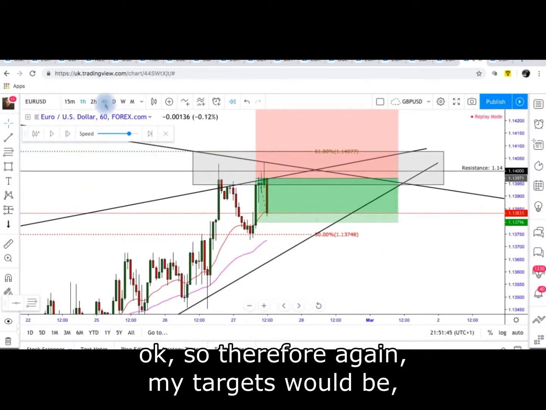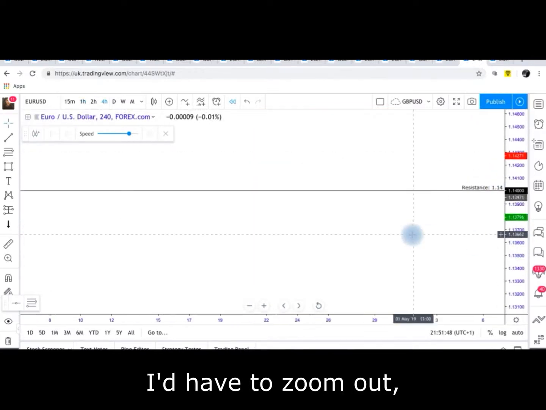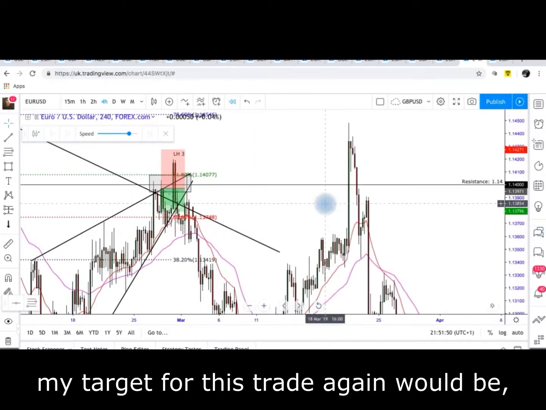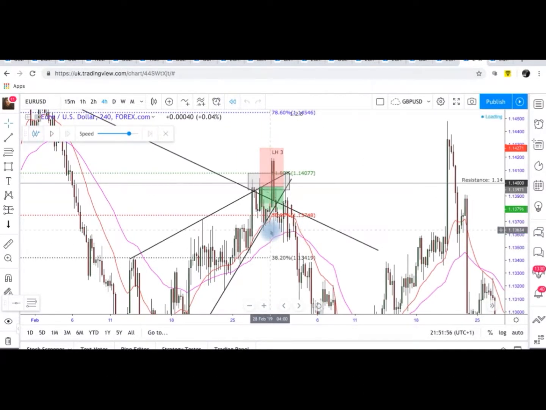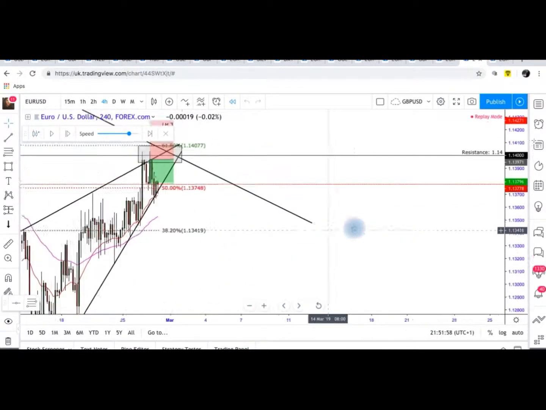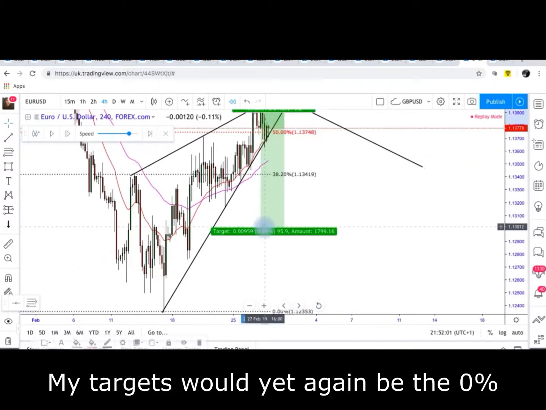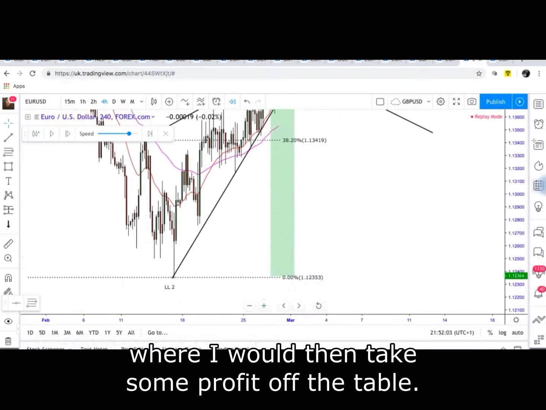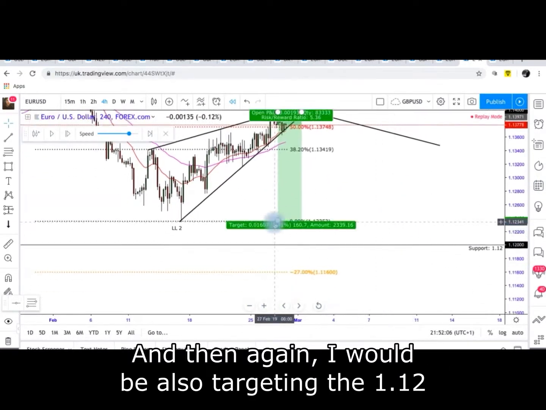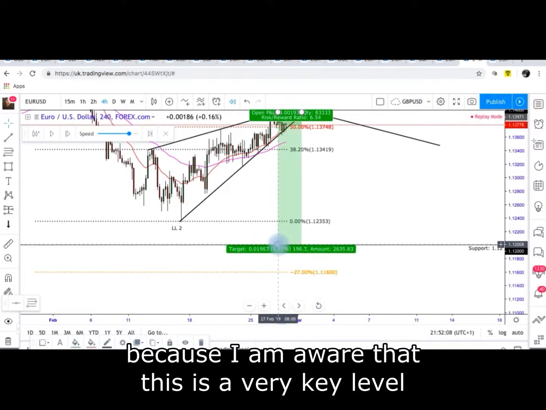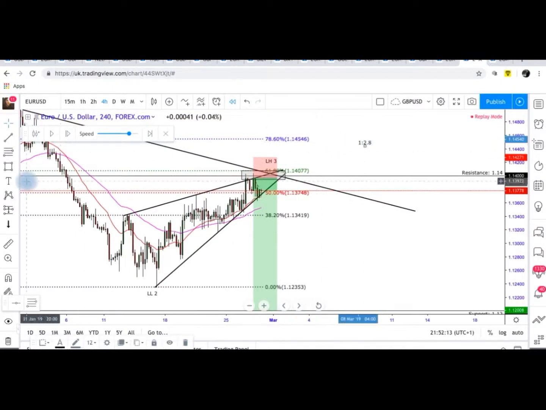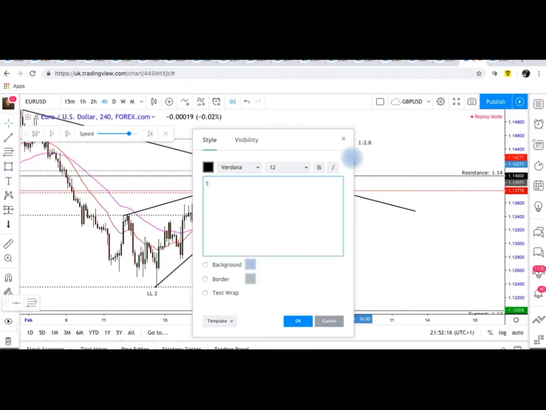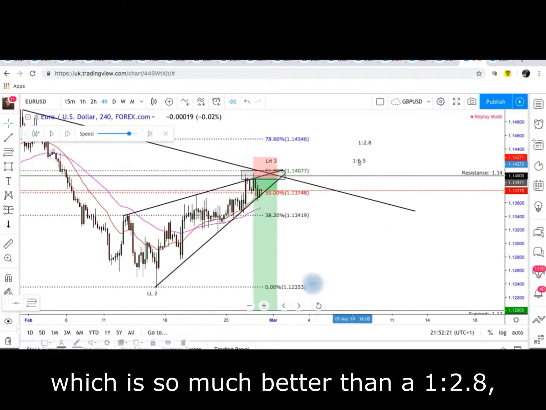Okay? So again, my targets would be, I'd have to zoom out. My targets for this trade again would be, sorry, bear with me just a second. My targets would yet again be the 0%, where I would then take some profit off the table. And again, I would also be targeting the 112 because I'm aware that this is a very key level between the 0 and the minus 27%. So that makes my trade a 1 to 6.5.